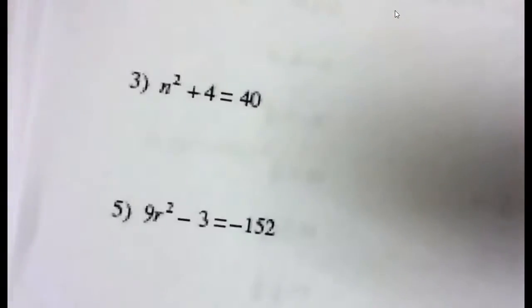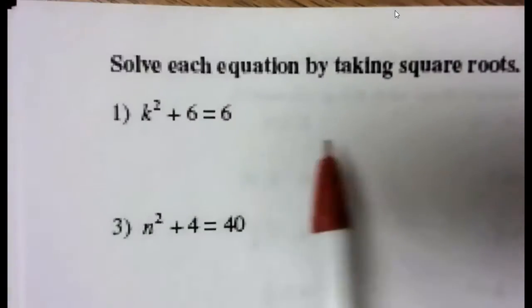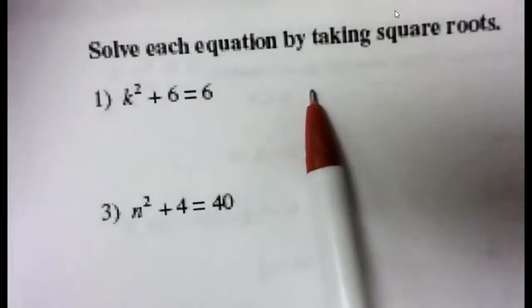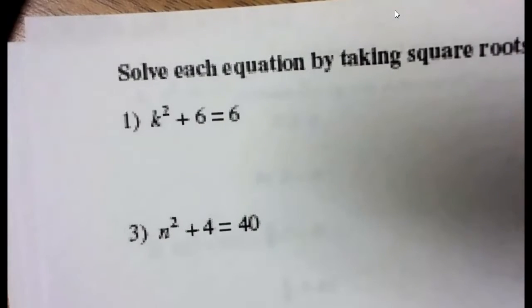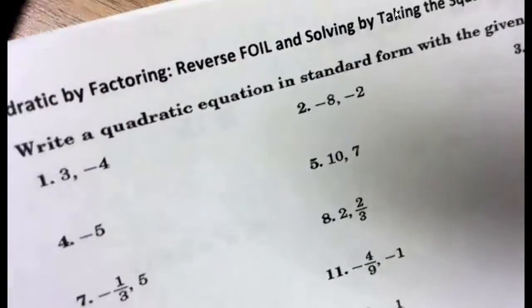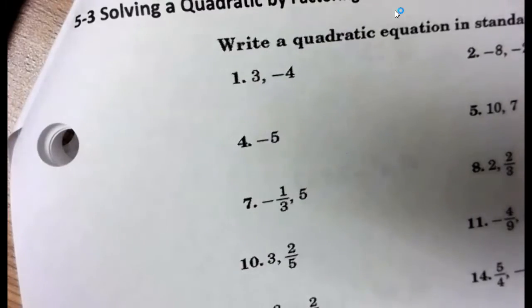And then on the back, you're going to determine if you can solve by taking the square root. And then if you get a negative number, you would write it out as no solution. So you're doing that front and back of that worksheet. Yesterday's worksheet and this worksheet are due tomorrow morning at 7:30.